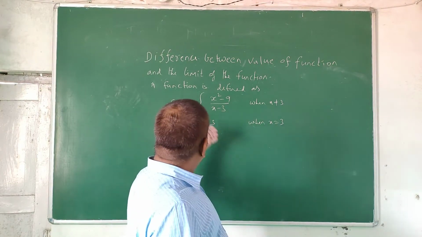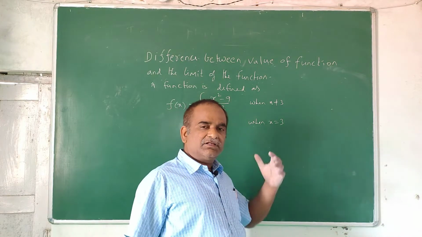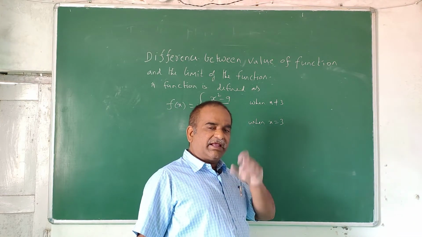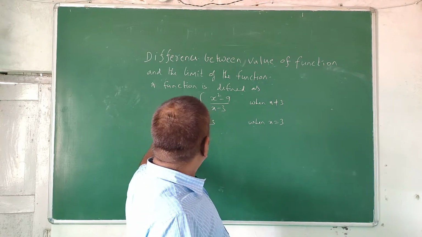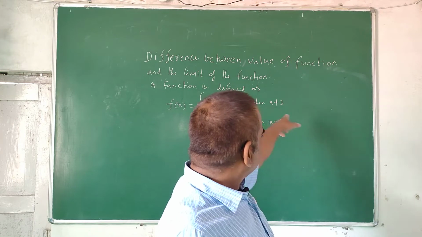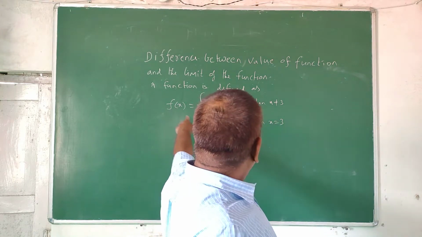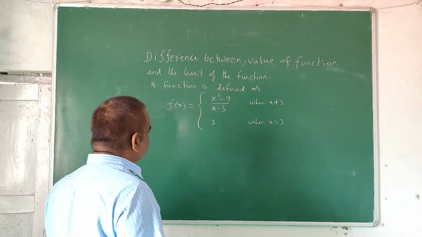Now dear students, see this example, which is suitable to explain the second note which I have given in the previous discussion. So f of x is equal to x square minus 9 by x minus 3 when x is not equal to 3, and f of x is defined as 3 when x is 3. So now here let us see what happens.